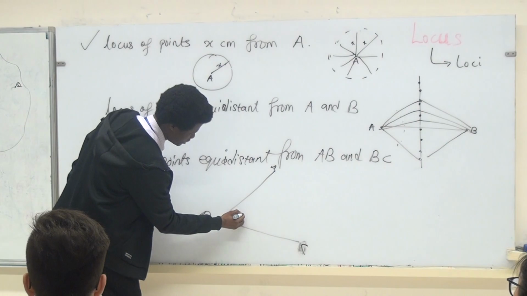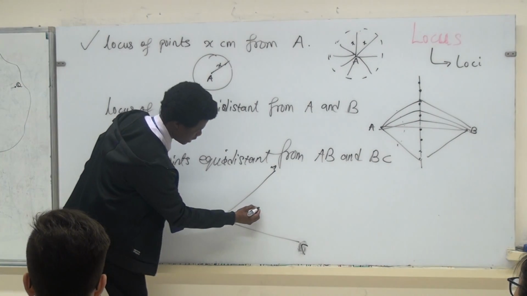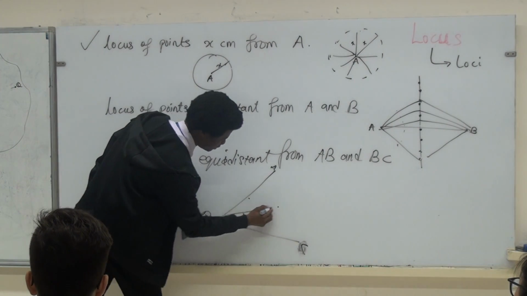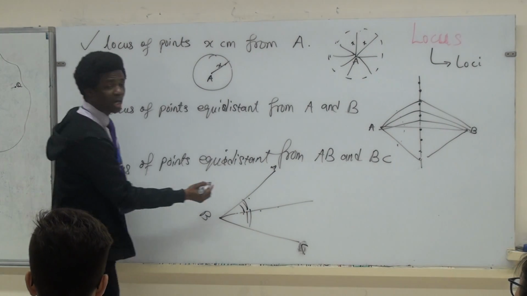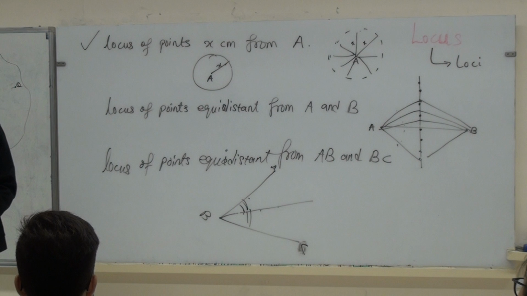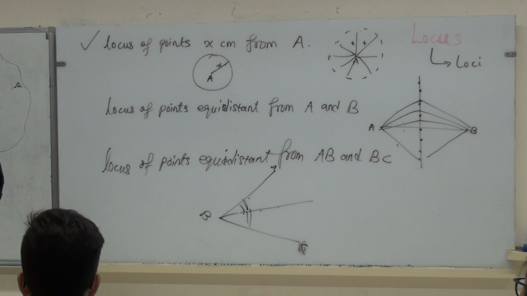So if I pick a point here and it's the same distance between the two, I pick another one, the same distance, I pick another one, the same distance, then that must be the bisector of the angle. And that's one of the last things that we did, how to bisect an angle. So all these are already what you know, basically. Any questions?